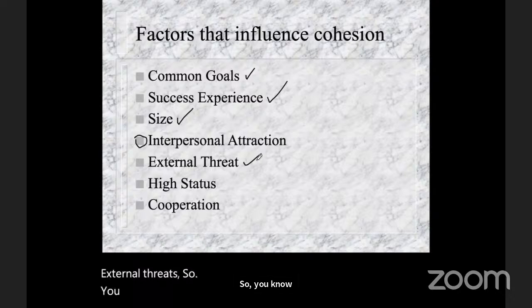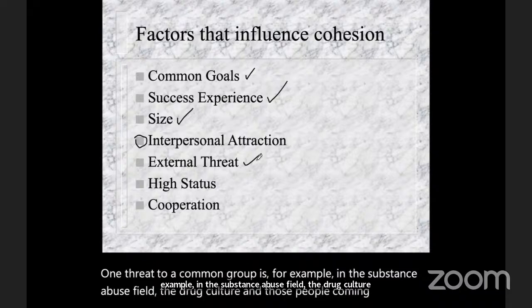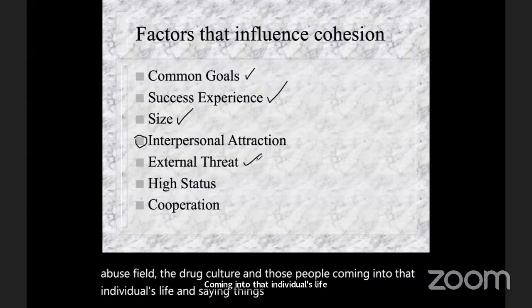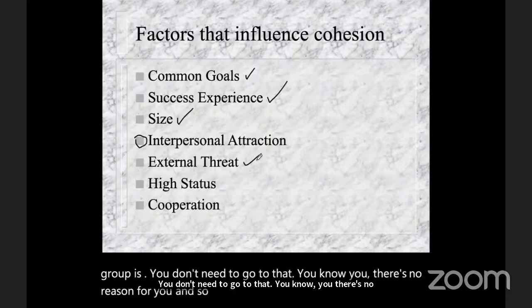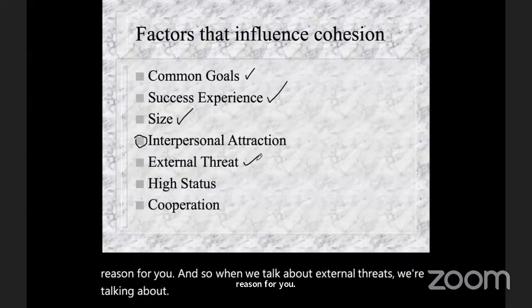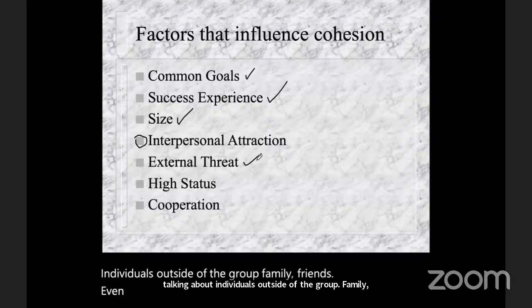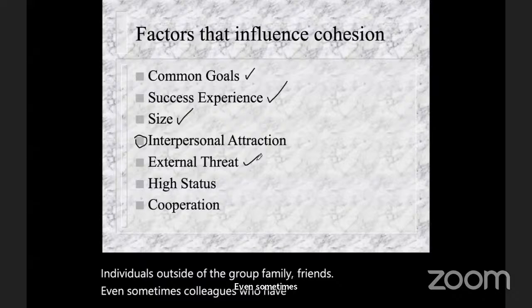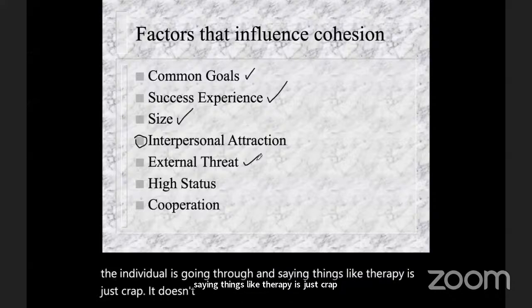So one threat to a common group is, for example, in the substance abuse field, the drug culture and those people coming into that individual's life and saying things like, "Oh, what you're learning in that group is bullshit. You don't need to go to that. There's no reason for you." When we talk about external threats, we're talking about individuals outside of the group, family, friends, even sometimes colleagues, who have a negative view about what the individual is going through, and say things like therapy is just crap, it doesn't work, and those kinds of things.